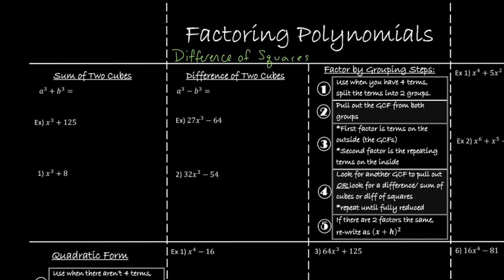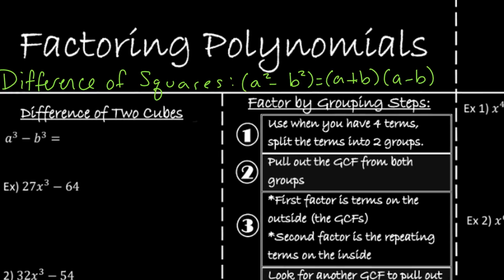You have two perfect squares, so a squared and b squared, and what else do you need? Subtraction between them. So this turns into what? A plus b and a minus b. That is the difference of squares. There you go.